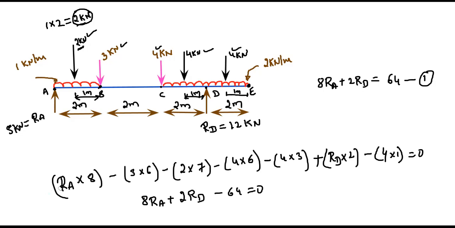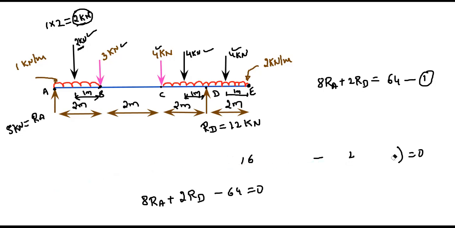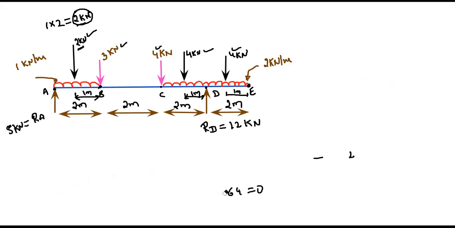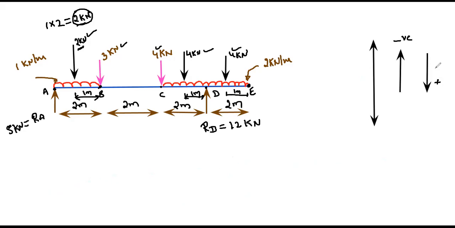Once we get this, the next step is to calculate the shear forces at each point of the beam by considering this sign convention. What is the sign convention? From the right side we are considering, upward forces are negative, downward forces are positive. This sign convention we are using. From this end we are considering, like in the previous video we considered from the left side. In this video we'll consider from the right side.